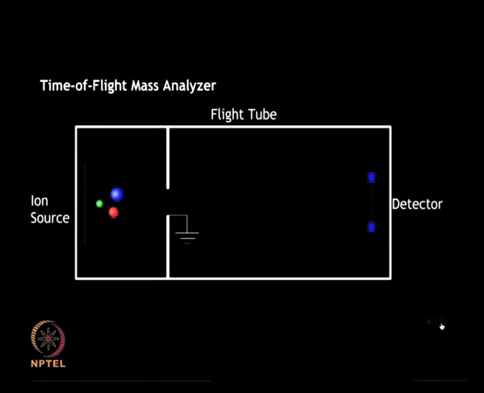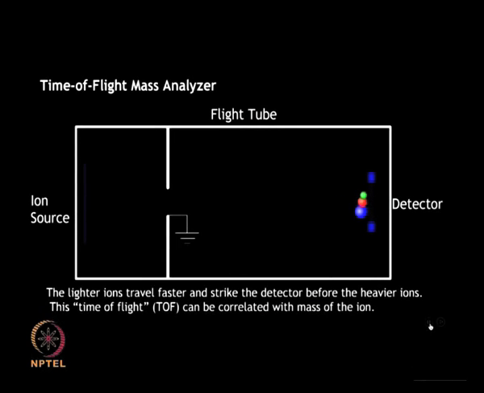In case of small molecules, this mode usually provides sufficient resolution. The generated ions are accelerated towards the detector, with the lighter ions travelling through the TOF tube faster than the heavier ions. So, the lighter ion travels faster and strikes the detector before the heavier ion reaches the detector. This time of flight can be correlated with the mass of the ion. So, the flight time of the ions can be correlated with the mass to charge ratio.